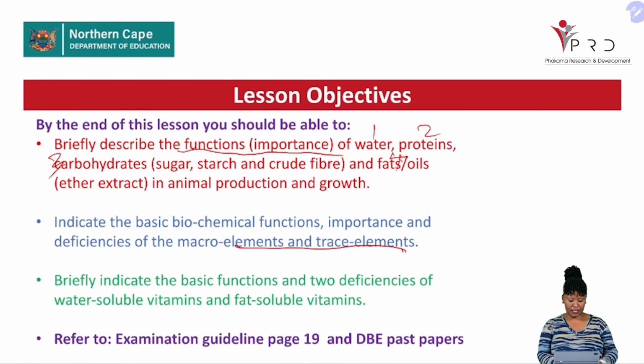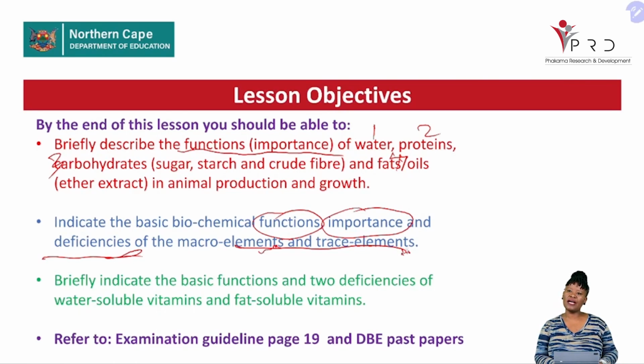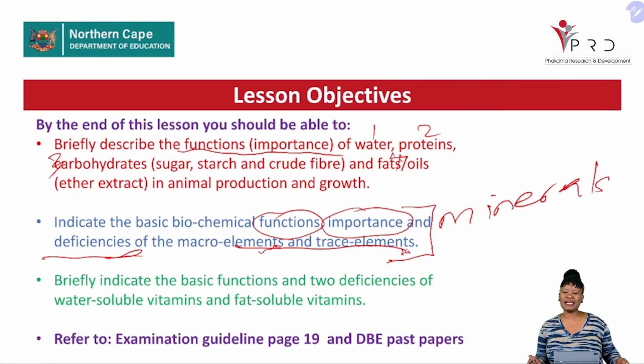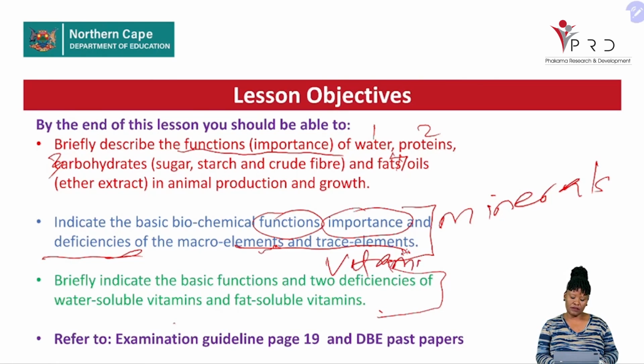It says indicate the basic biochemical functions, the importance and the deficiencies of the macro elements and also the trace elements, which are the micro elements. So this bullet is talking about the minerals. So you have to know the minerals and their deficiencies. Briefly describe the basic functions and deficiencies of water-soluble vitamins and fat-soluble vitamins, which means the focus area here is on vitamins.